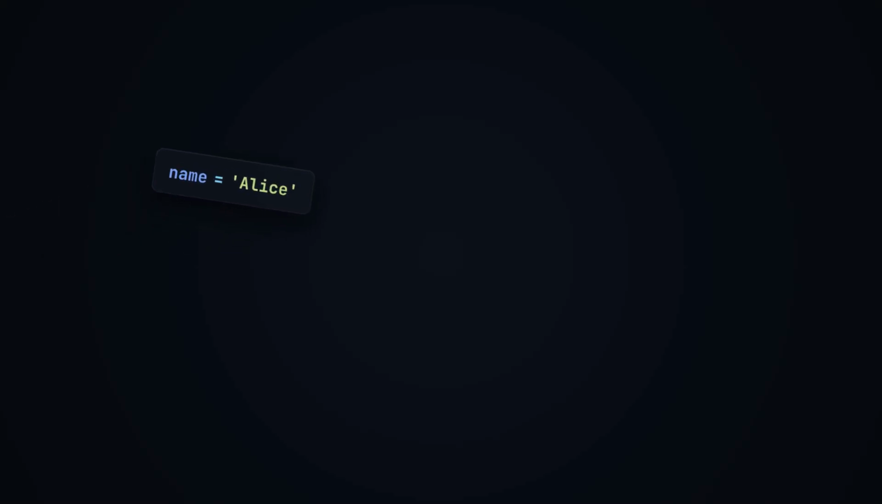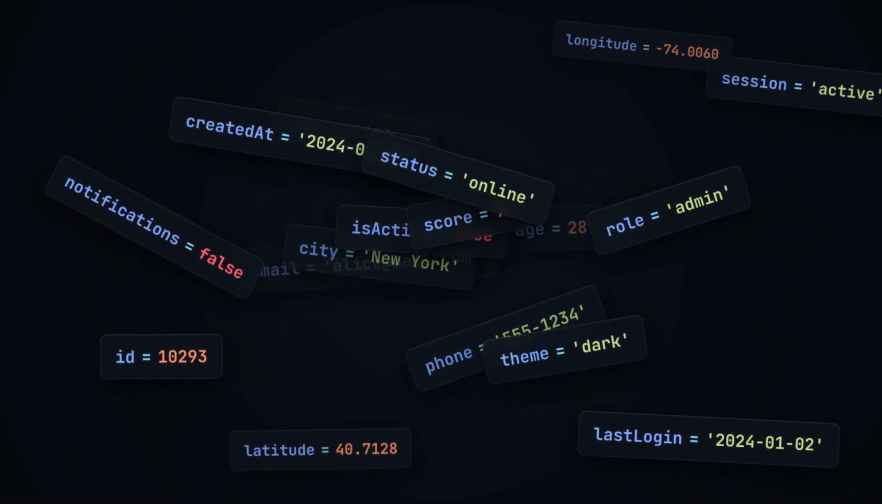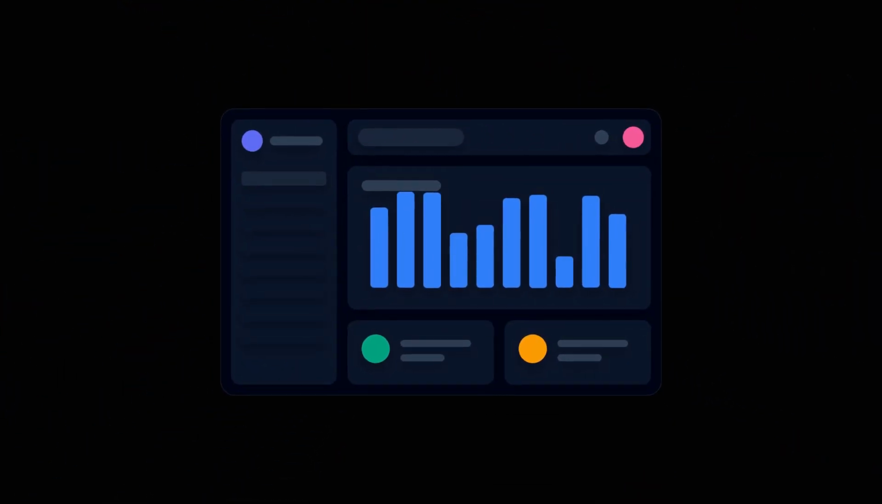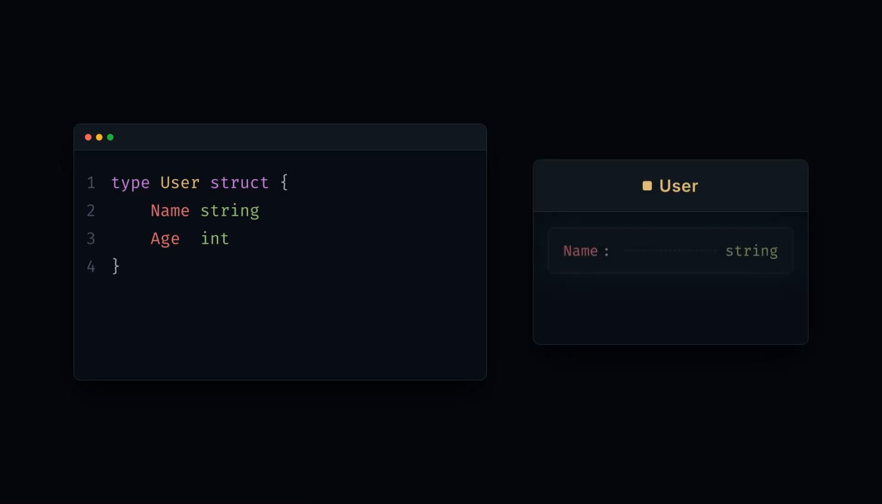As programs grow, you often work with related data, like a user's name, age, and email. But storing them as separate variables quickly becomes messy and hard to manage. What we really want is a way to group related data together, so it behaves like a single unit instead of separate pieces. In Go, this is done using structs. A struct is a custom type that groups multiple fields together into one structure. Each field has its own name and type.